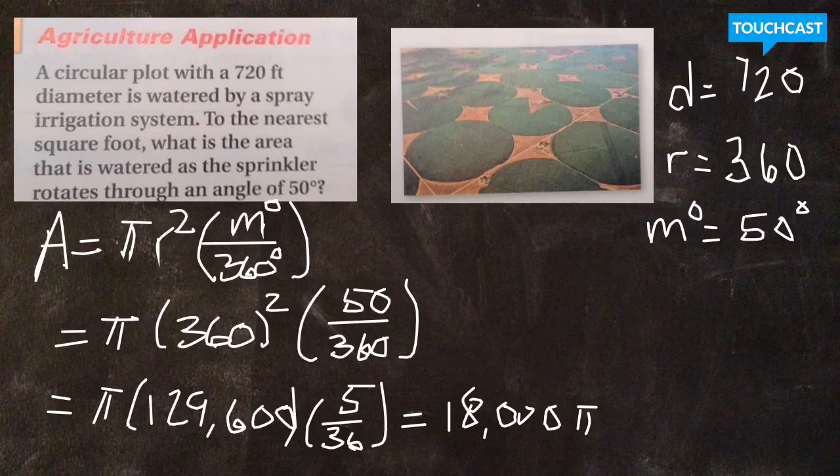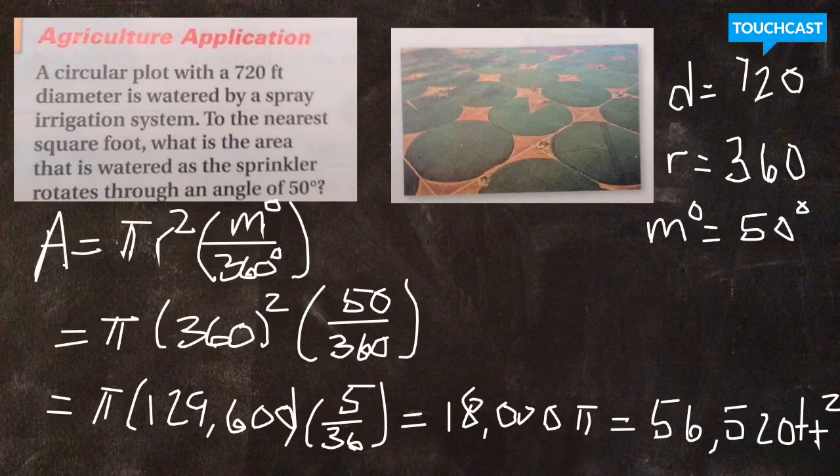But because this is a real-life application, let's actually multiply 18,000 by 3.14 to get 56,520 feet squared. So our final answer is 56,520 feet squared. All right, let's move on.